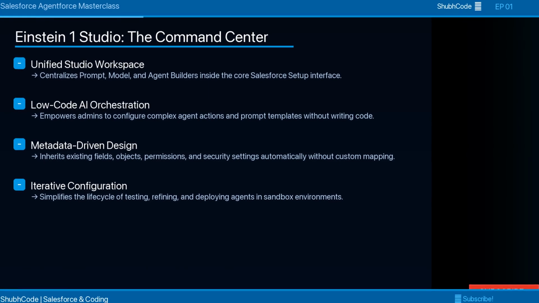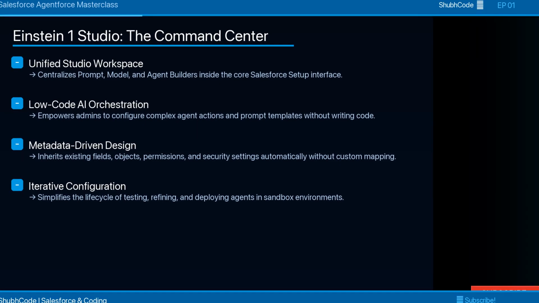At the heart of this revolution is Einstein 1 Studio, our centralized command center for all things AI. This is where the magic happens, housing prompt builder, model builder, and agent builder in a single, unified interface. Imagine this setup as a high-tech kitchen where prompt builder prepares the recipe, model builder chooses the stove, and agent builder is the executive chef bringing it all to life. Instead of jumping between disconnected systems, admins can easily configure AI behaviors right inside setup. This unified interface drastically reduces development lifecycle time while keeping AI closely aligned with your core CRM data.